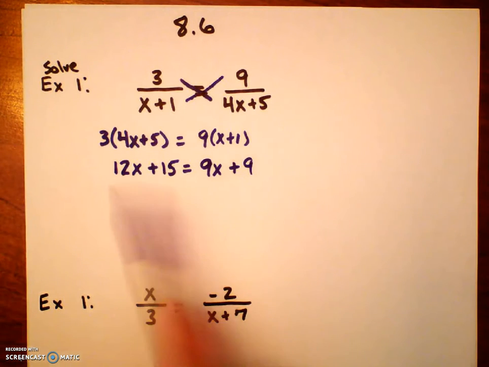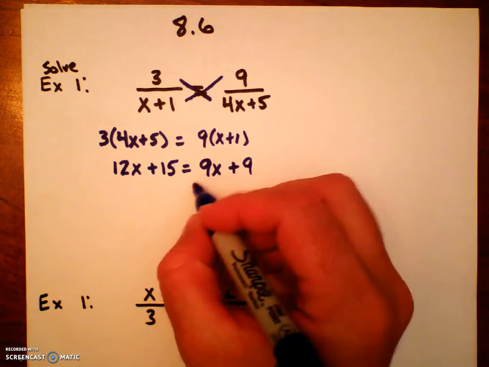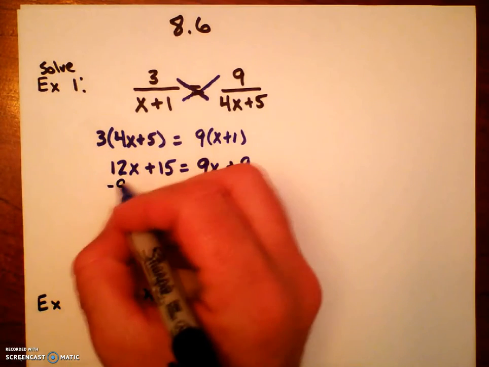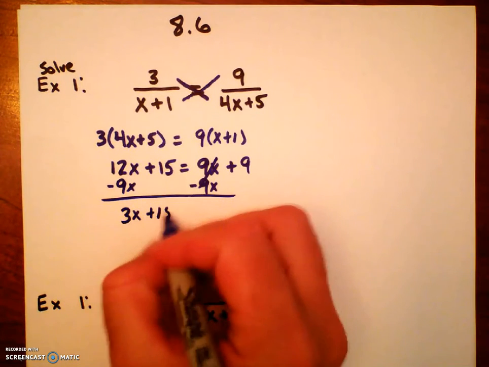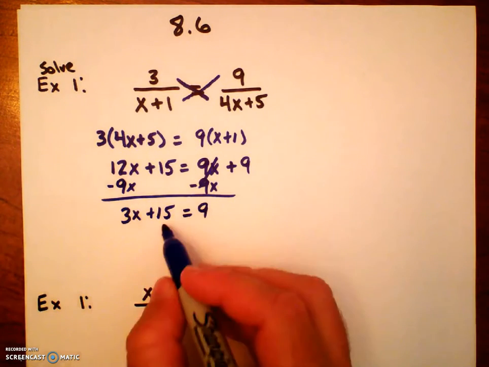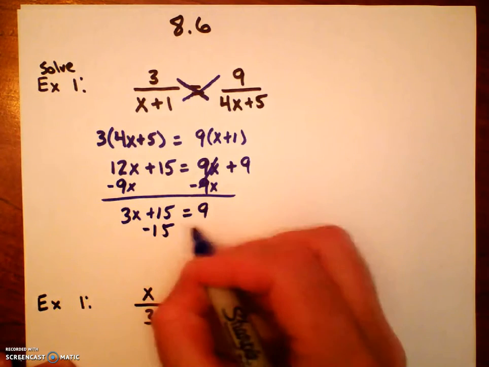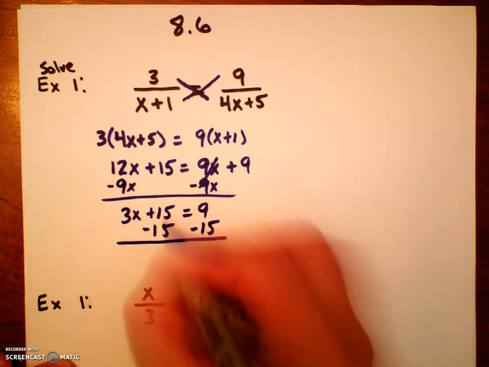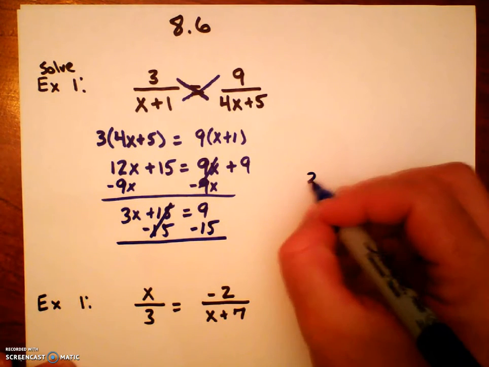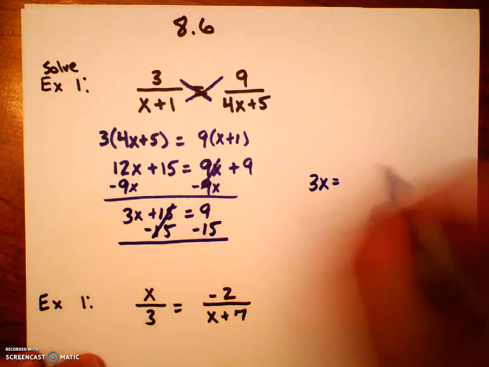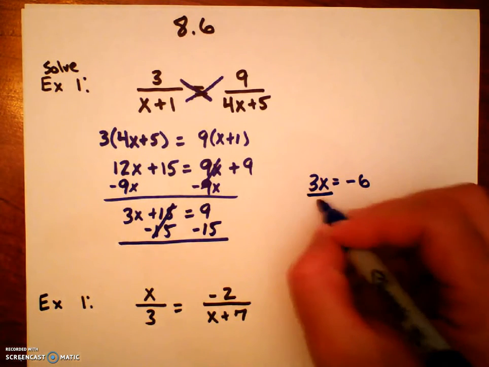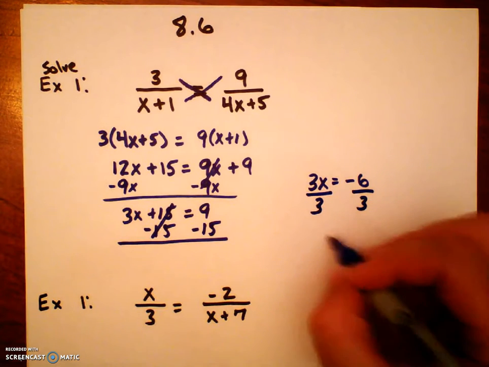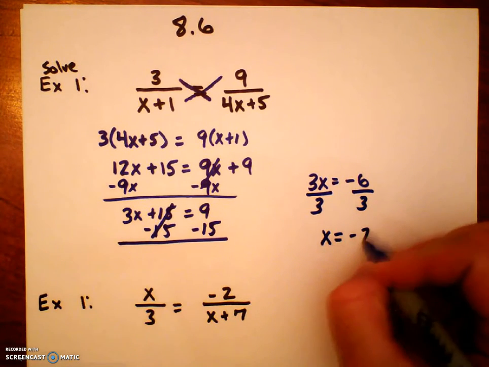There are no squareds, so all we're going to do is solve this by getting the x's on one side. So I'm going to subtract the 9x over. You get 3x plus 15 equals 9. And then subtract the 15 over to get all the non-x values on the other side. And you'll get 3x equals negative 6. And then you divide out the 3. And your final answer is x equals negative 2.